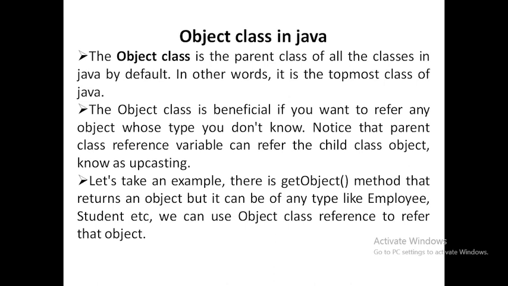Let me show one example here. There is a getObject method that returns an object, but it can be of any type, for example employee, student, etc. So we can use an Object class reference to refer to that object. Here we are referring to the employee object. So this is about the Object class in Java.